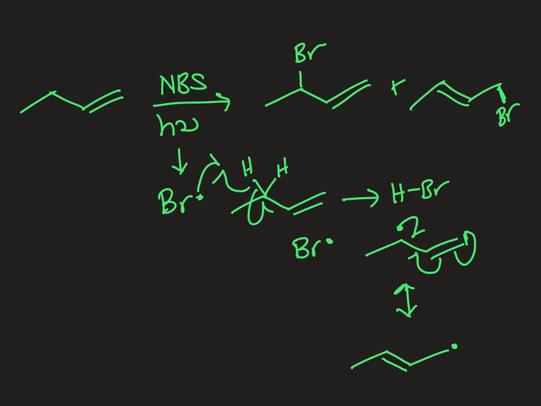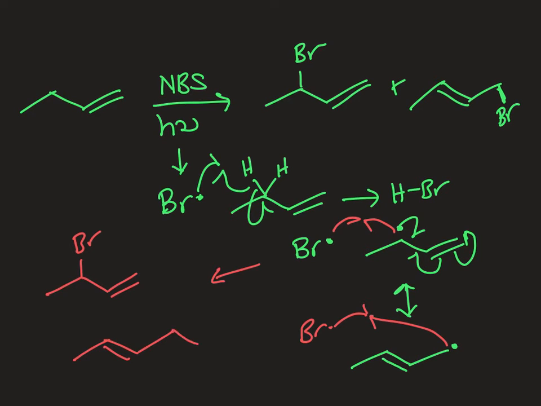Let's switch colors so we're not mixing up our arrows here. So the bromine radical and the allylic radical can come together, and my bromine can add to what we saw as our original allylic position. With the other radical that's formed by resonance, I can add the bromine on the end. So there is the reasoning for getting two products.